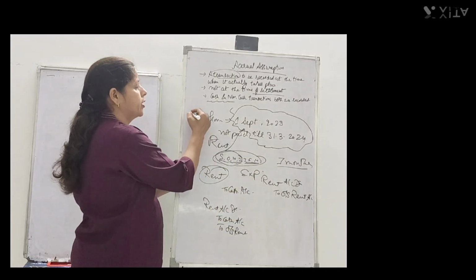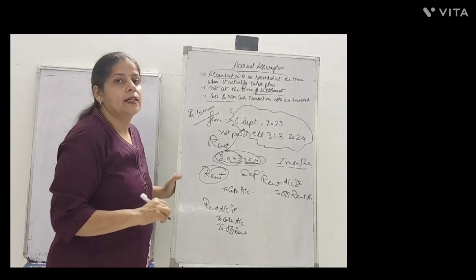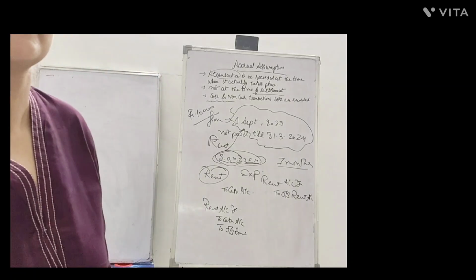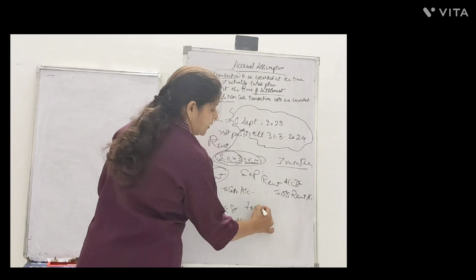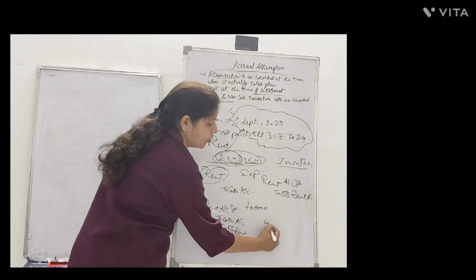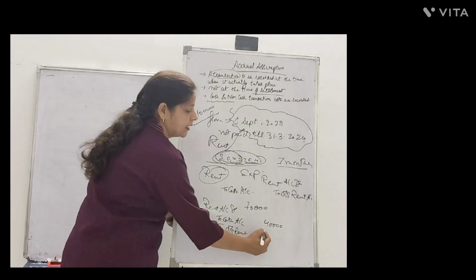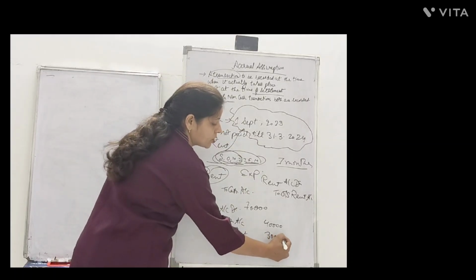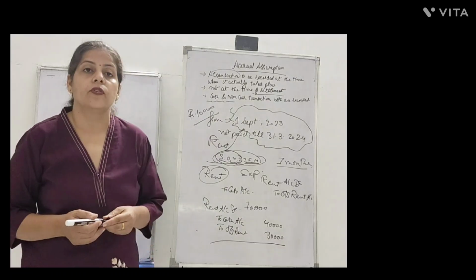Let's suppose the rent due was 10,000 per month. So how many months were there in total? There were 7 months. So 70,000 was the total rental value, out of which we paid for 4 months. So 4 into 10,000, 40,000 was paid, but 30,000 was still outstanding. So this outstanding rent would also be recorded in the books of account.